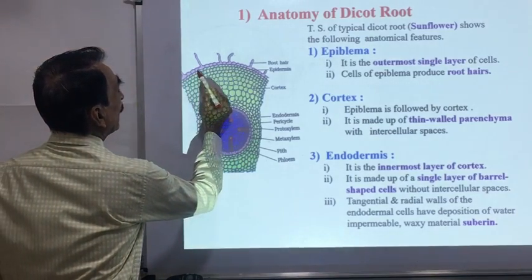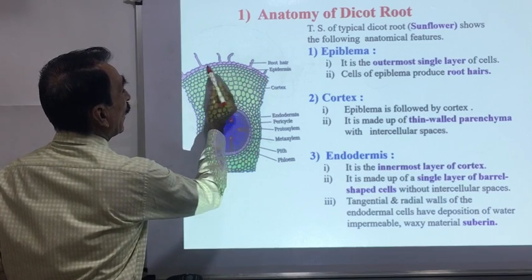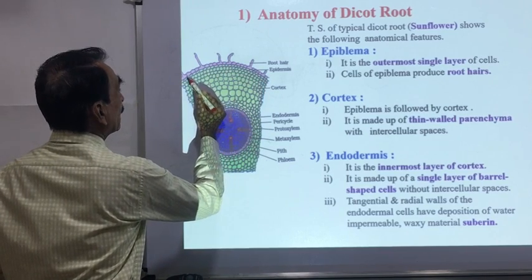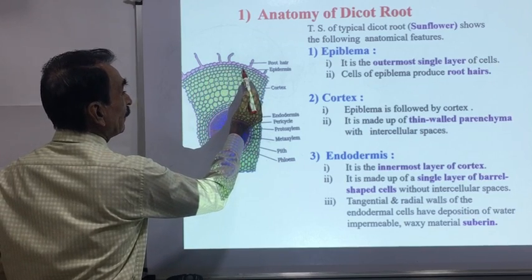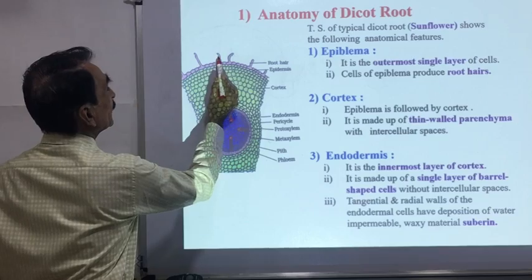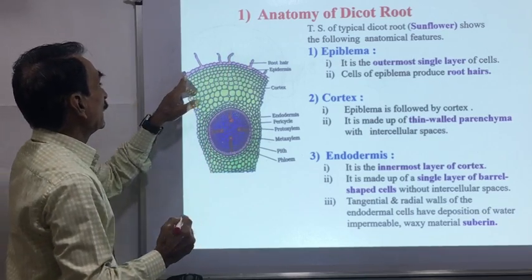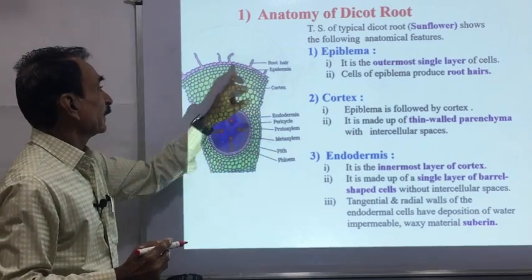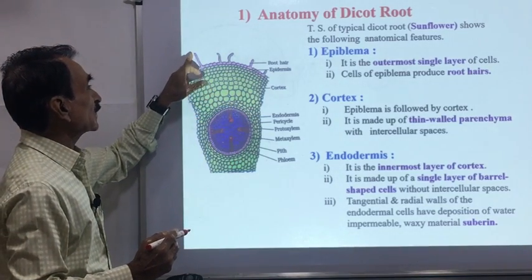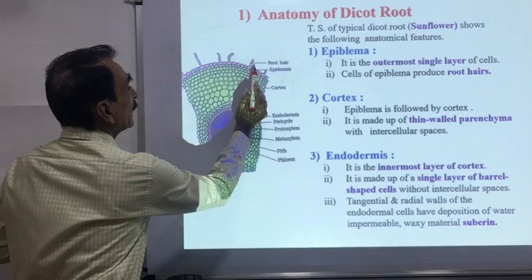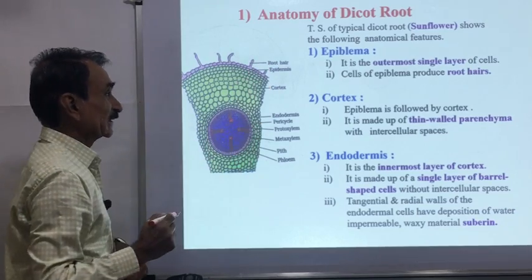This epiblema is the outermost layer of the root, and the cells of epiblema produce root hairs. You can see these are the root hairs. It is made up of a single layer of cells, and epidermal cells produce such unicellular outgrowths. These are called root hairs.